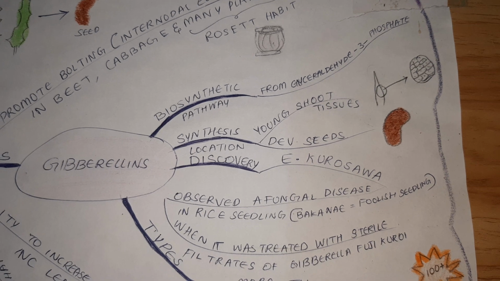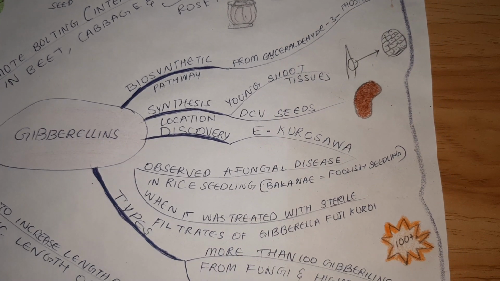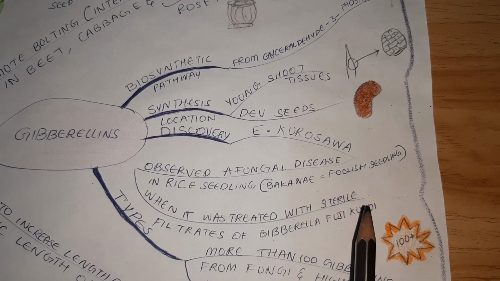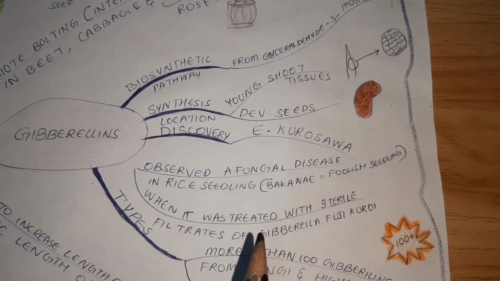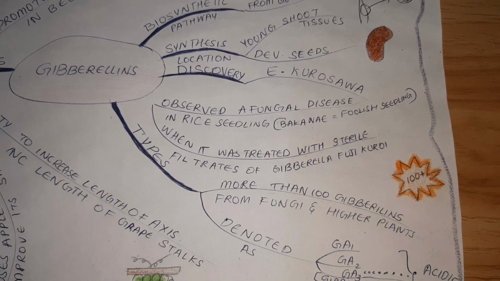The discovery is such that E. Kurosawa was the person who discovered gibberellins. He observed a fungal disease in rice seedlings. The name of the disease was Bakanae or foolish seedling. When it was treated with sterile filtrates of Gibberella fujikuroi, in this process, he discovered the gibberellins.